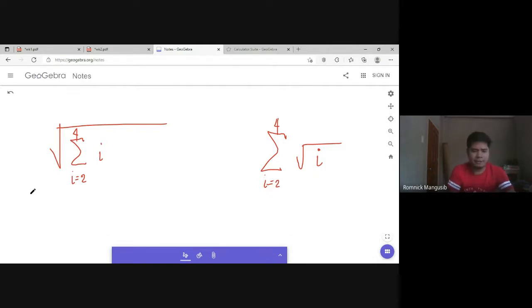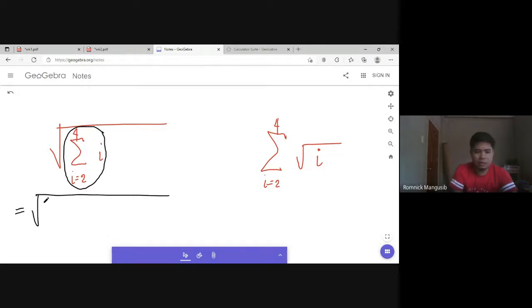Tandaan niyo ang PEMDAS. Ibig sabihin, unahin mo itong nasa loob bago ka mag-square root. Unahin natin daw ang nasa loob. So you have I starts from 2 to 4. So magiging 2, sabi niya, plus 3 plus 4. Yan ang tinutukoy niya. So your answer will now be square root of 2 plus 3 plus 4, which is square root of 9. So what is the square root of 9? So ang sagot mo dapat dito is equal to 3.